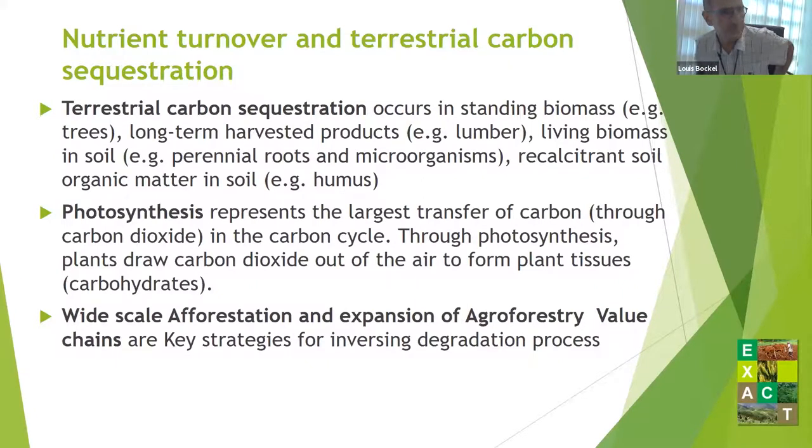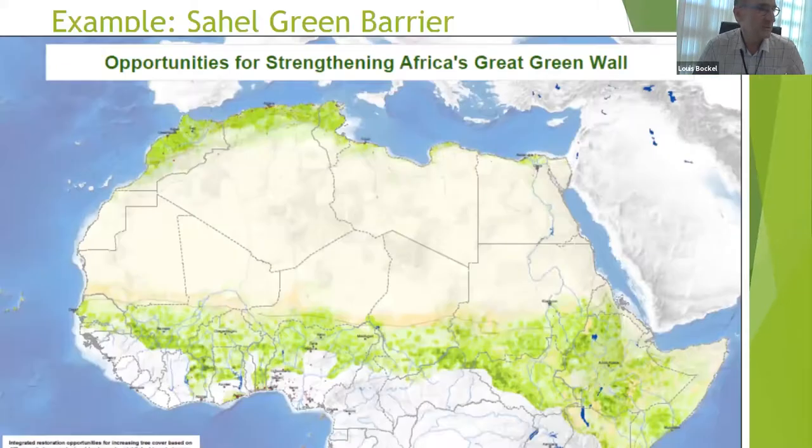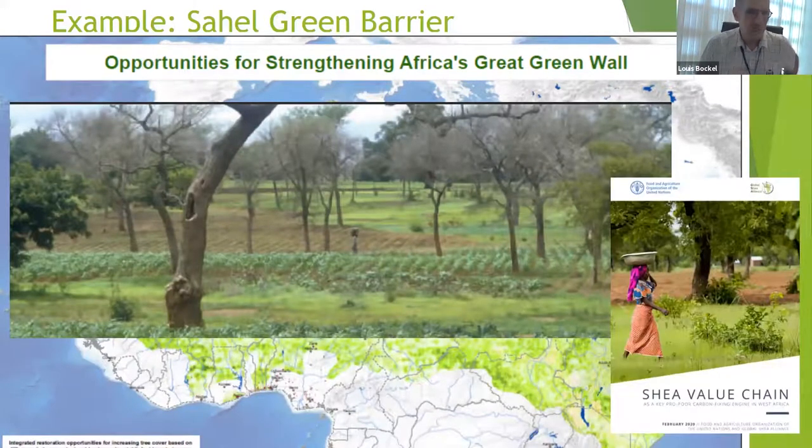We have a huge potential of terrestrial carbon sequestration with photosynthesis. And we have a series of possibilities with wide-scale afforestation and expansion of the agroforestry value chain, which are key strategies for reversing the degradation process. One example is the Sahel Green Barrier, which is really a series of opportunities for reforesting a big part of the Sahel while supporting some value chains. Among these value chains, we have analyzed the shea value chain potential between 2020 and 2030 in terms of mitigation, and it's quite huge. We are currently also analyzing the gum arabic value chain at regional level. These two value chains benefit from the green barrier efforts to replant acacia trees and other trees.